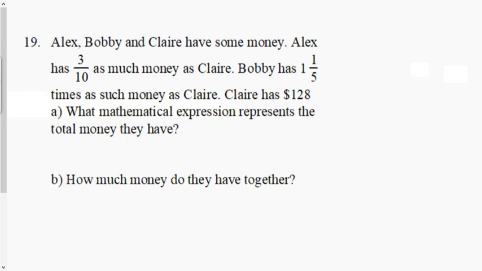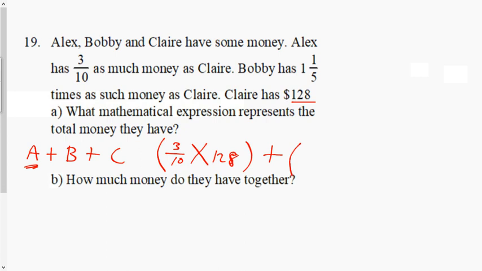Question 19 is Alex, Bobby, and Claire's money. So we know that Claire has $128. So really what we're saying is the total money will be A plus B plus C, Alex plus Bobby plus Claire. Alex has 3/10 as much money, 3/10 of Claire's money. Oh, 128, sorry. Oh, right. 3/10 of Claire's money. That is going to be Alex's money. Plus Bobby's money is 1 1/5 as much of Claire's money. And then you have Claire's money, which is 128.